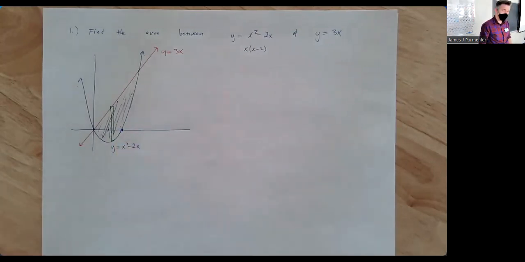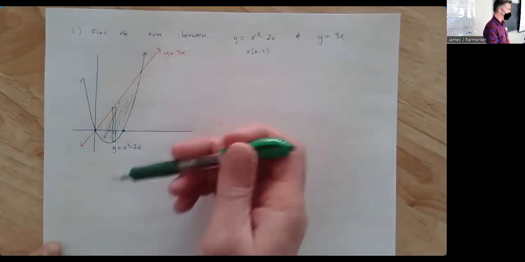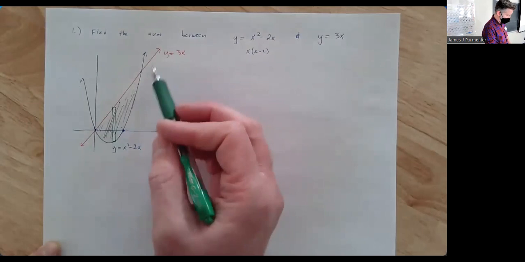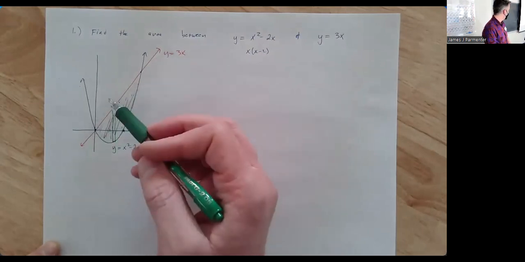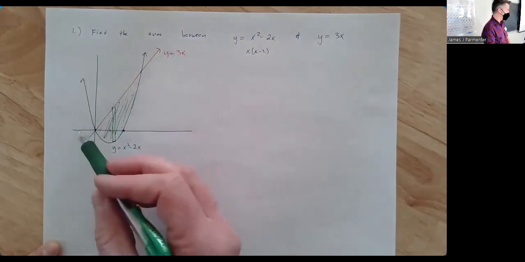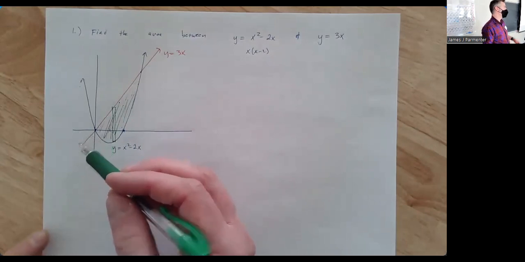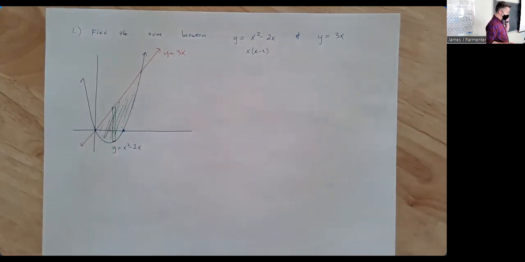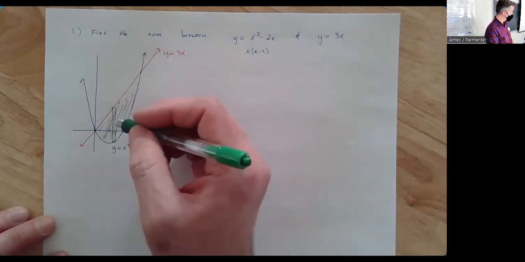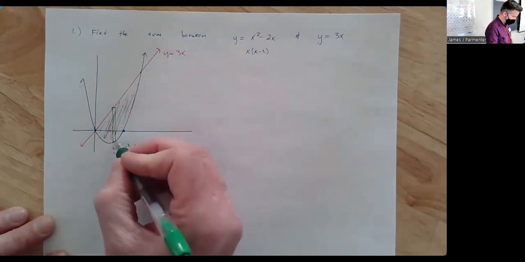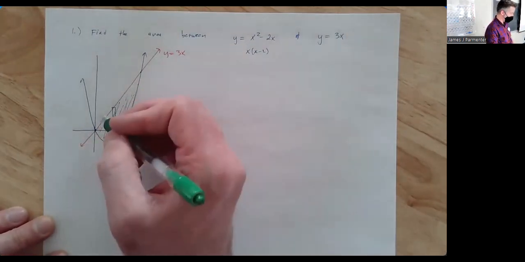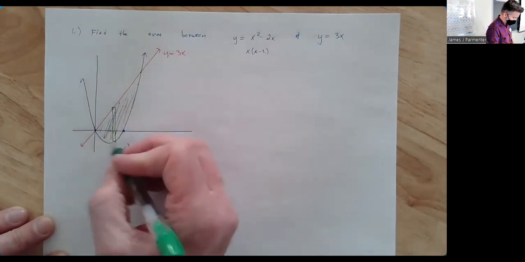On the other hand, if I drew a horizontal strip instead and slid it up and down, some of the time the left-hand function would be y equals 3x, and some of the time the left-hand function would be y equals x squared minus 2x. That's less ideal. So if you have the choice, you want to draw the rectangle or strip so that the ends of it are always touching the same function, meaning the top end is always touching this, the bottom end is always touching that.